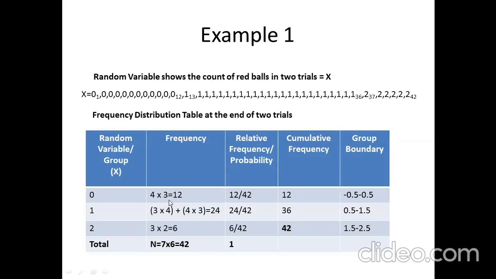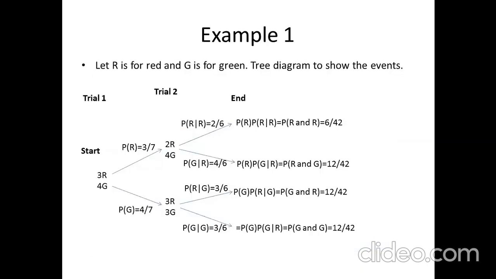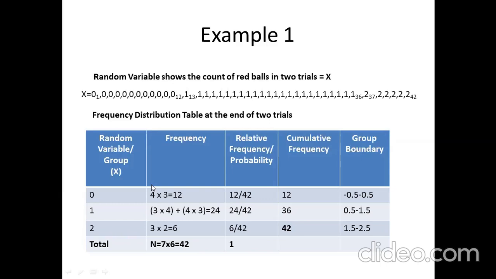Okay. The total frequency is 12 plus 24 plus 6, which is 42, which is again the same as 7 into 6, which is the capital N, as well as the data set size. We just discussed how we reach this 42 value by again using the rule of product. At the start we had 7 balls, and at the start of the second trial we had 6 balls. So 7 into 6 equals 42. Next comes the column of relative frequency or probability. As we know, this relative frequency or probability is just the ratio of the frequency of the group divided by the total frequency.